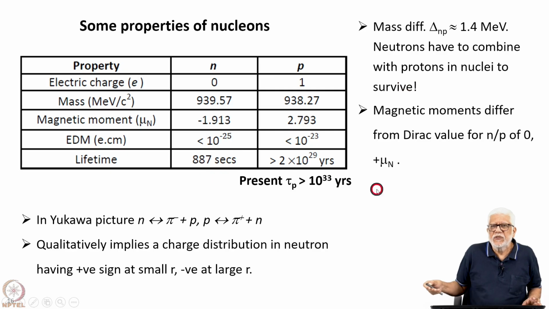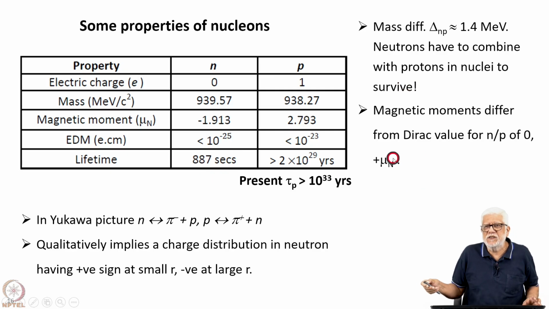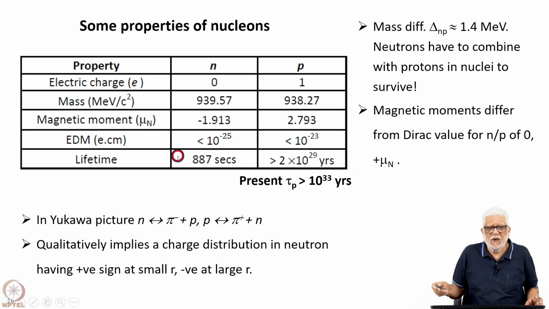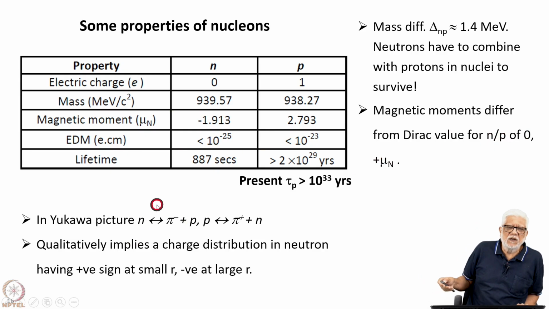Similarly, the magnetic moments differ from the Dirac values. The magnetic moment for neutrons should have been 0, and plus mu n for the case of protons, but they are quite large in fact. And this can of course be rationalized in the old Yukawa picture.